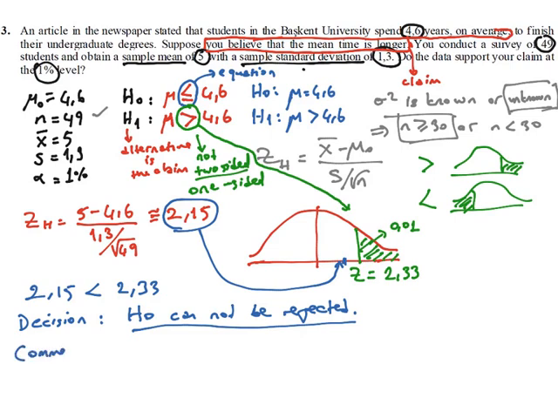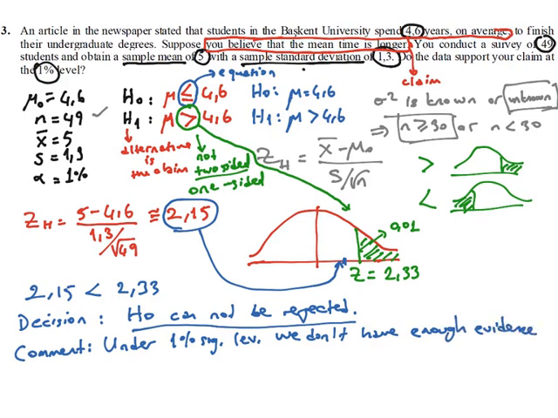So how about the comment? So what does this decision mean? So since we cannot reject H0, we can say that under 1% significance level, we don't have enough evidence to say that the mean time is longer. Which mean time actually the students in Başkent University spent at undergraduate.